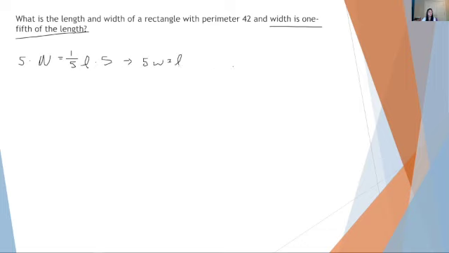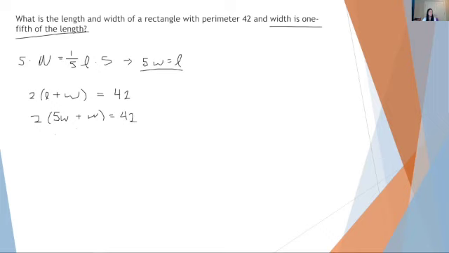This is kind of unnecessary. You don't really have to do this, but I like doing this because fractions are kind of annoying to work with, especially later on. Okay, so we know that, again, this equation here, we can substitute 42 for the perimeter. We can write length as 5 times the width. So we have 2 times 5 width plus W is equal to 42.